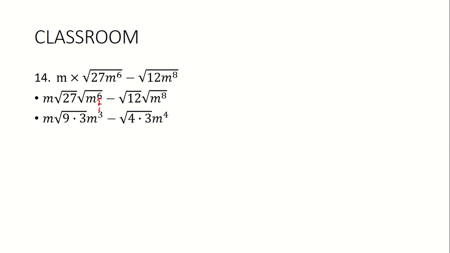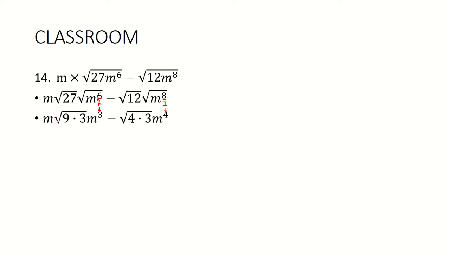And it'll give you 3. Perfect factor for 12 is 4. You're going to multiply it by 3, so 4 times 3 is still 12. And the square root of m to the 8, you're going to take that 8 and divide it by 2. 8 divided by 2 is... it is 4.